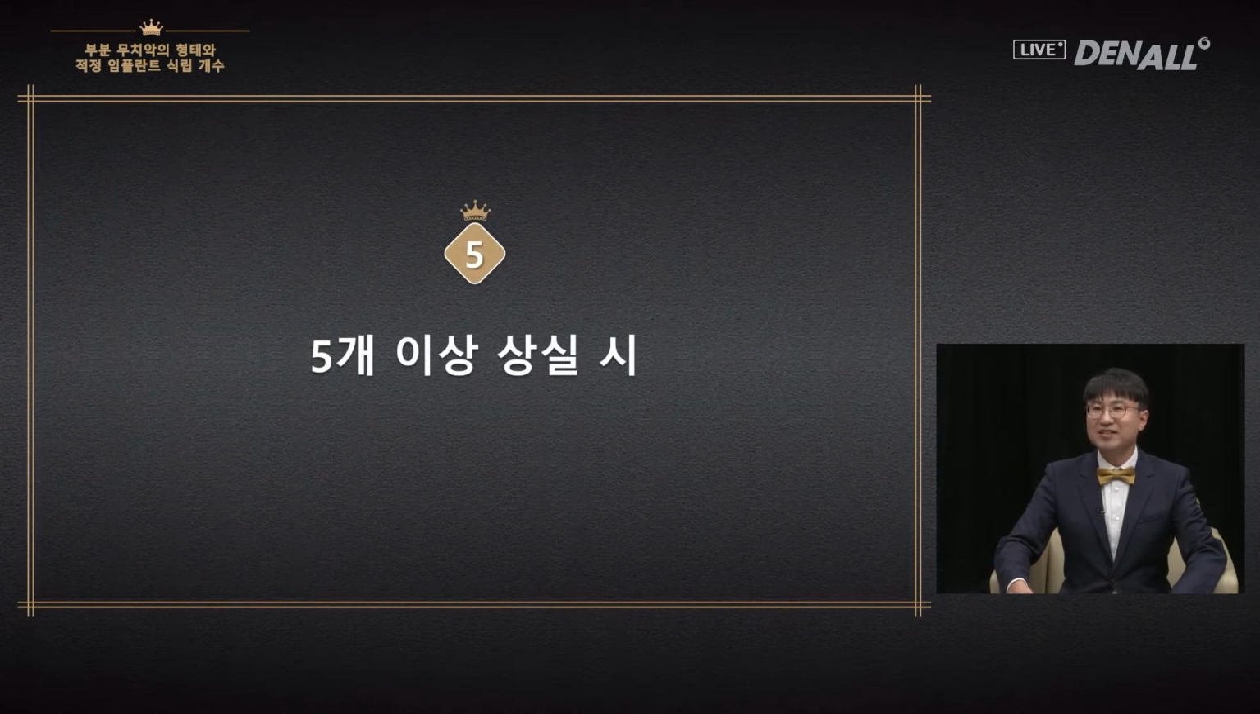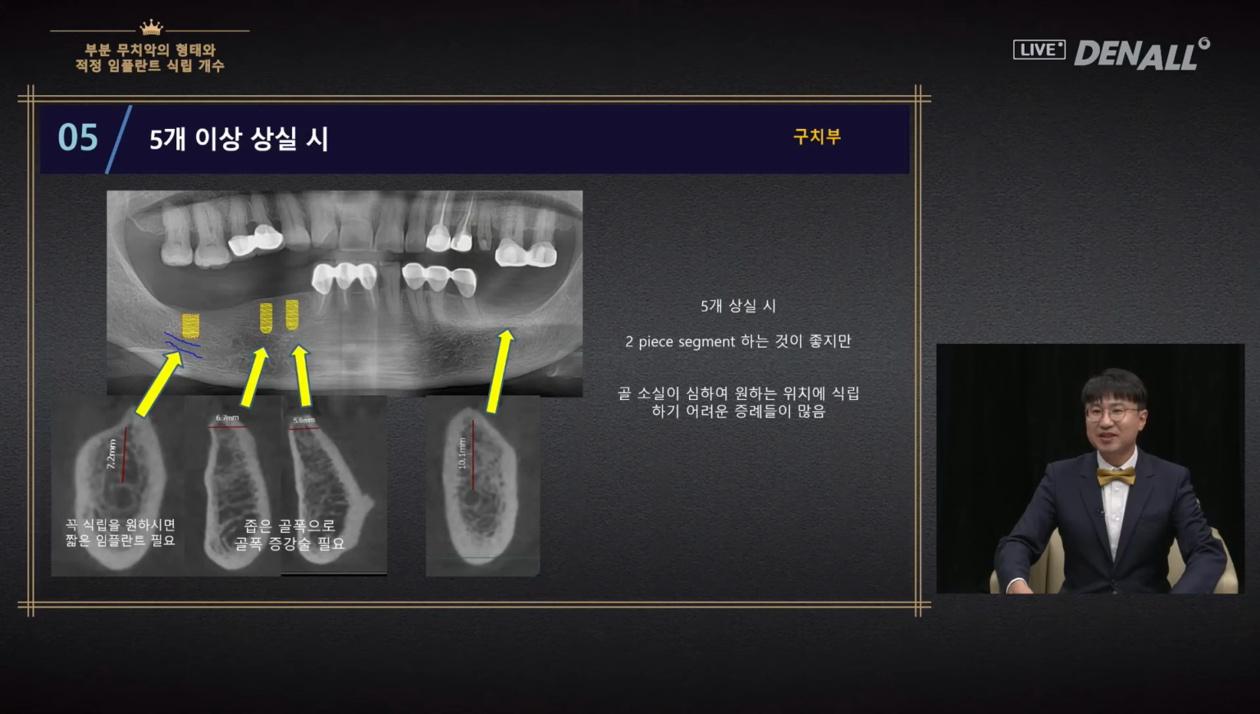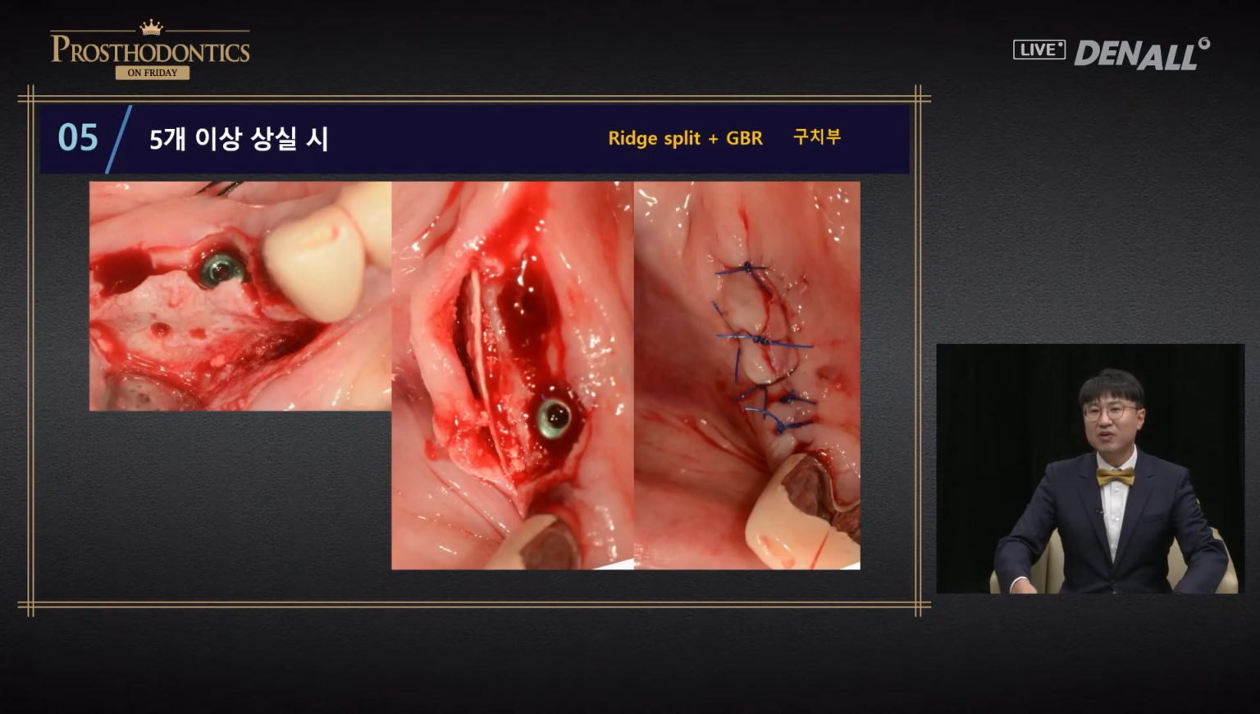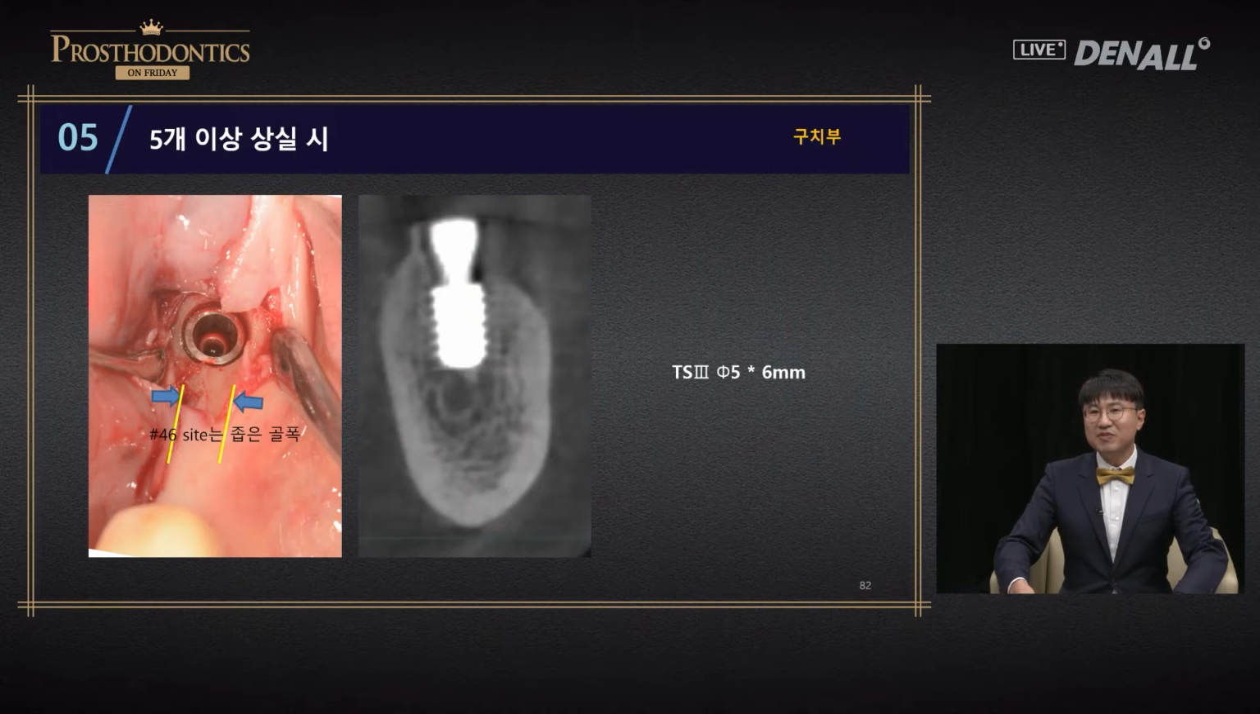Finally, I'm going to talk about 5 or more missing cases. If there are more than 5 teeth missing, I place 4 implants and try to segment it into 2. However, as shown, the bone condition is almost always bad. Most of the time, you struggle to place it where the bone is. As shown, there's limited bone width and vertical residual bone. I did ridge splitting to increase vertical and horizontal bone amount and did bone graft, and in the back, I placed a 6mm implant, and you can see that it's quite close to the inferior alveolar nerve.